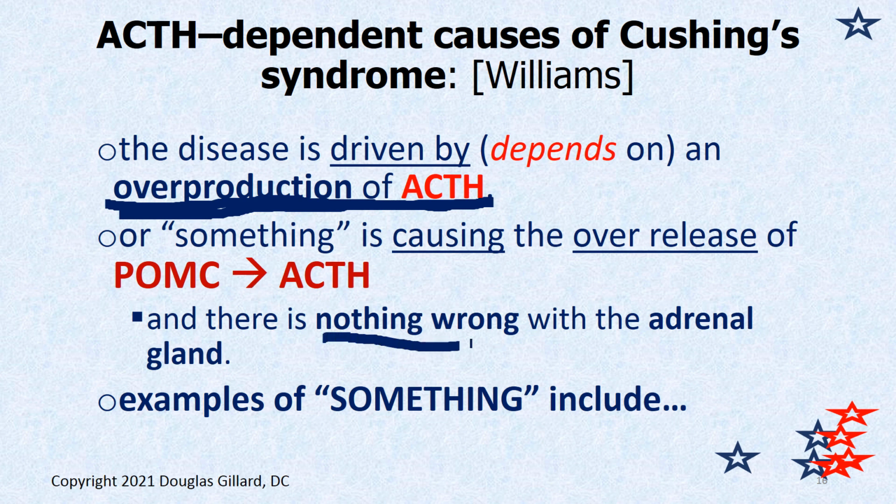Bottom line, there's nothing wrong with the adrenal gland. There are no tumors in it. There's no cancer in it. It would be working fine. But there's just a problem with ACTH. There's too much ACTH. We talked about too little ACTH. Now we have too much of it.